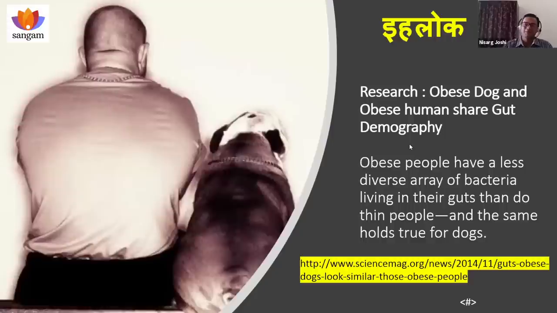Research says that an obese dog and an obese human share the gut demography. That means when you are obese, whether you are a dog or a human, it is the same microbes working in that body and this body. Both bodies have the same microbes. So these microbes are based on some host condition and not just the environment. Some host condition in the dog and some host condition in the human are similar, and that's the reason obesity is there and the relevant microbes are also there.